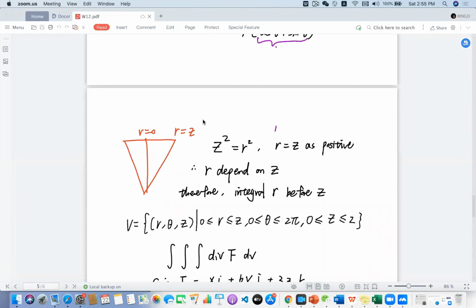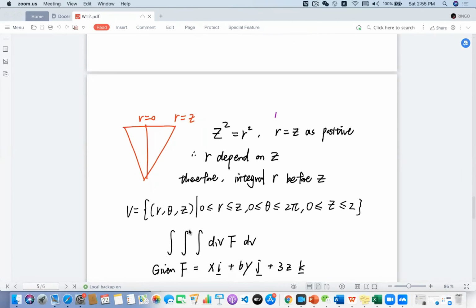Here I draw a lateral view of this cone shape. When r equals 0, that is the center of the cone. And this linear equation, r equals z, actually describes how far we can go for the radius from the center to the side of the cone. As r actually depends on z, we really need to be careful with the order of the integration. We need to integrate r before z. So far we have already got the region of this volume.